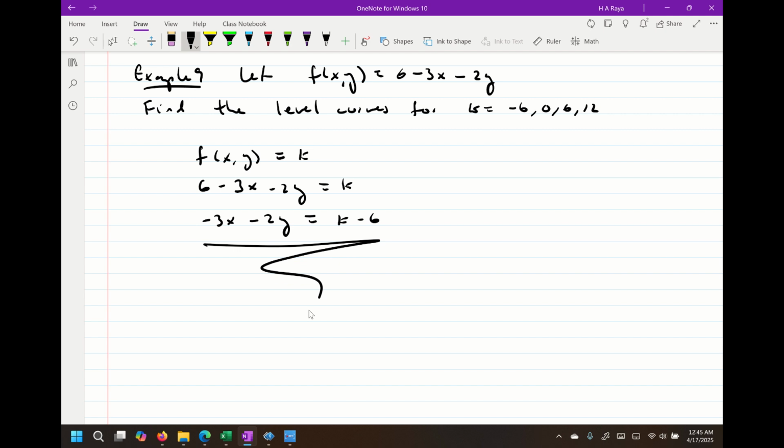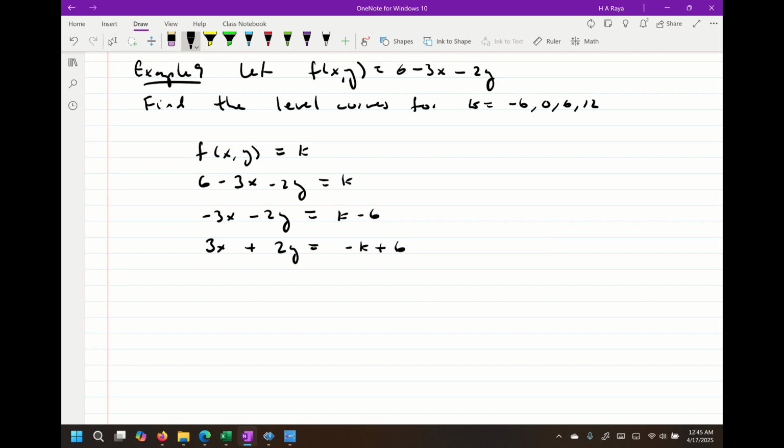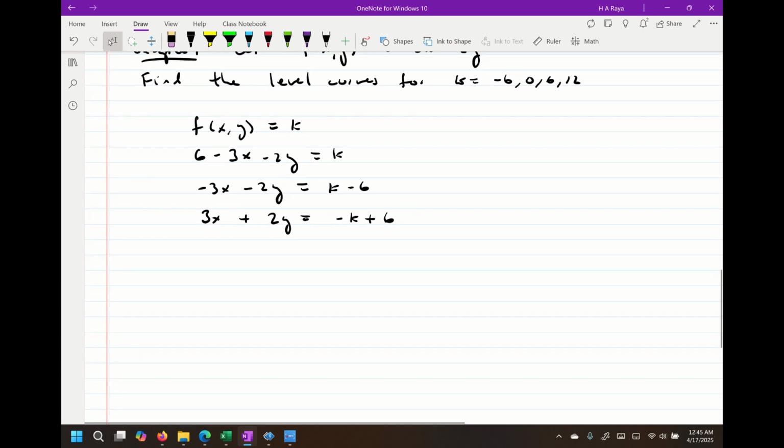And with these equations, it might be more convenient to work with positive coefficients than negative coefficients. So let me multiply both sides by -1. It's not essential, but it's just a little bit more convenient for me. Okay, so these are equations of lines, and now I just need to plug in the various values of k here to get our equation of the line.